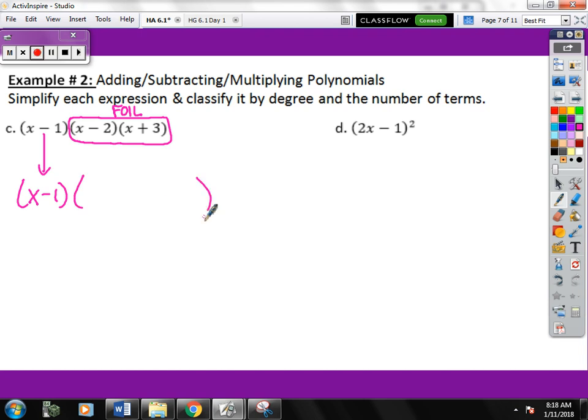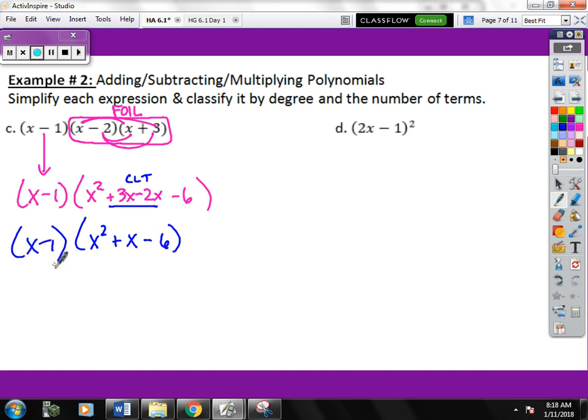So I'll bring down the x minus 1, just keep it as is, and then I'll foil this one. And I am going to leave parentheses, but I'm going to have a big set of parentheses. So we'll get x squared plus 3x minus 2x minus 6. You do want to combine your like terms before you move on. So combine like terms to get x squared plus x minus 6. That kind of looks like a second.